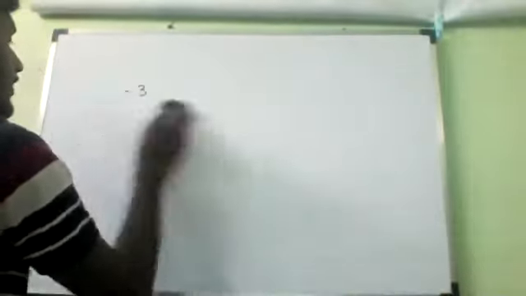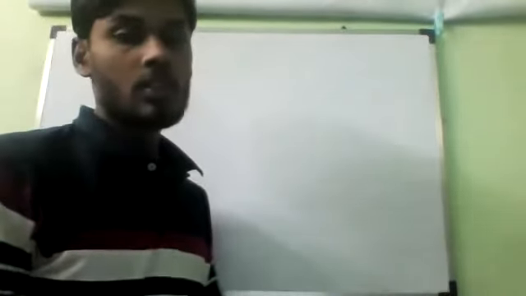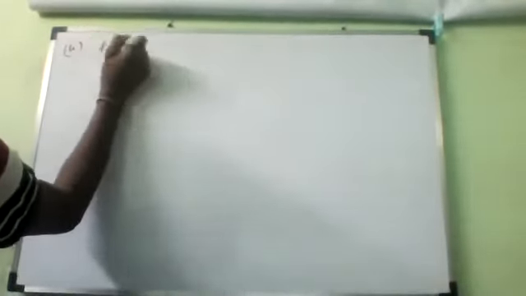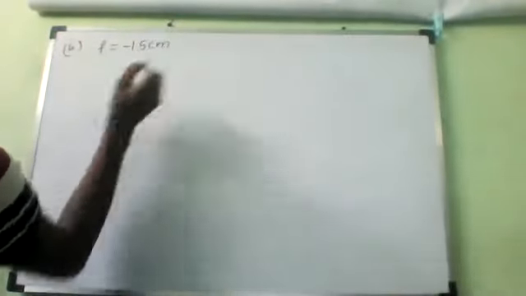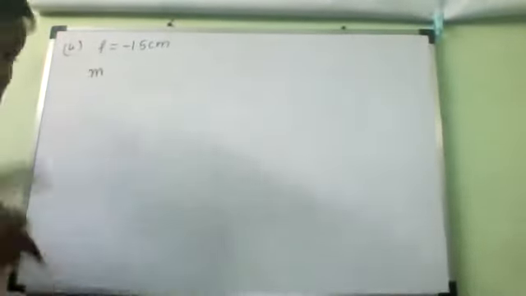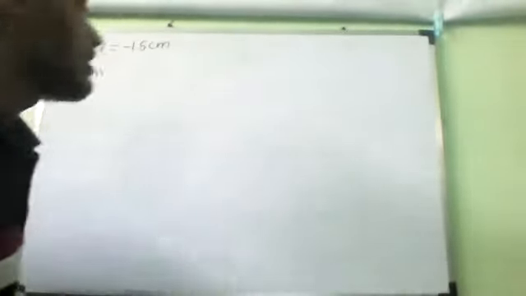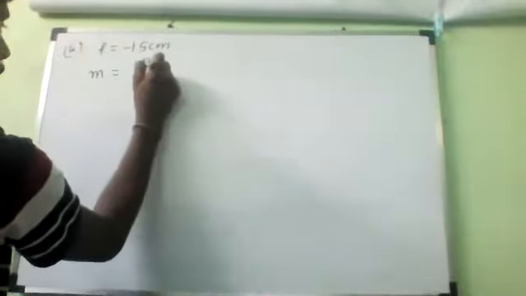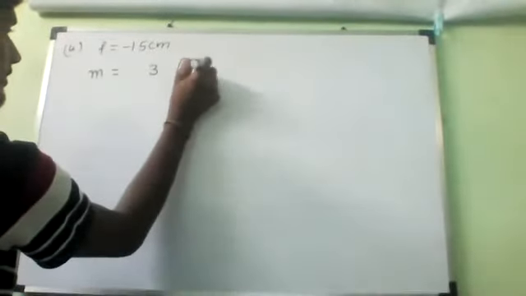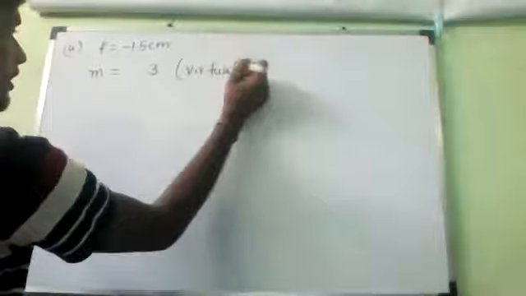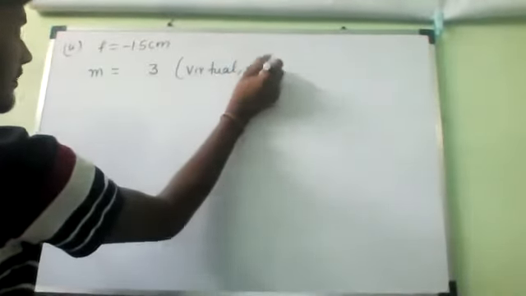So, from the first part, f is equals to how much, Arya? Minus 15 centimeter. Now they are saying that we want to get a virtual, 3 times magnified image, 3 times the height. M is equals to, virtual means magnification is plus or minus? Plus. Understanding? Magnification is plus.